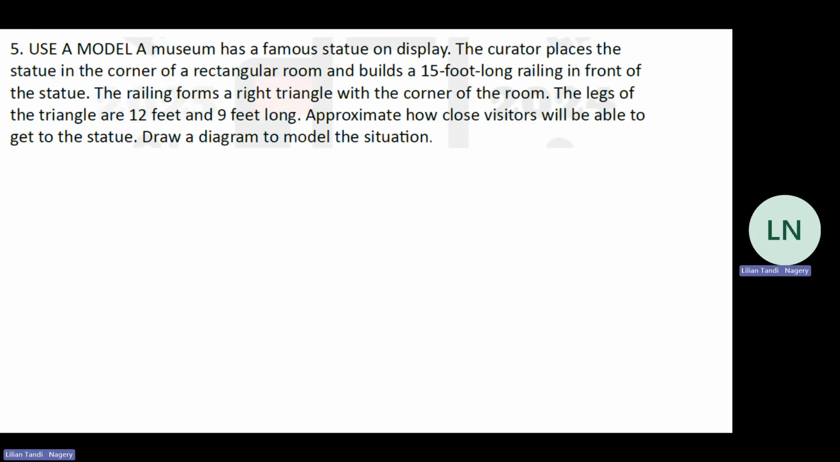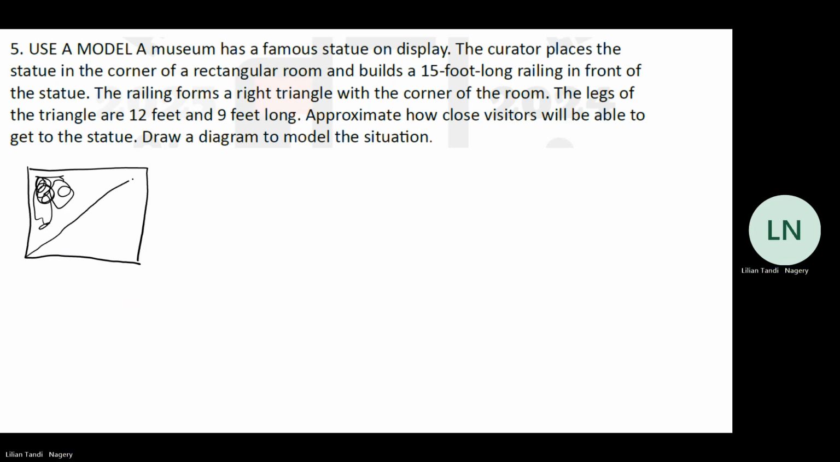So here we've been told to use a model. That means you need to draw a picture. Okay, that's what a model is. All right. So, a museum has a famous statue on display. The curator places the statue at the corner of a rectangular room and builds a 15-foot railing in front of the statue. So, this is the room, okay? He places the statue over here. So here is the statue on the corner of the room. And then he puts a 15-foot railing, okay?